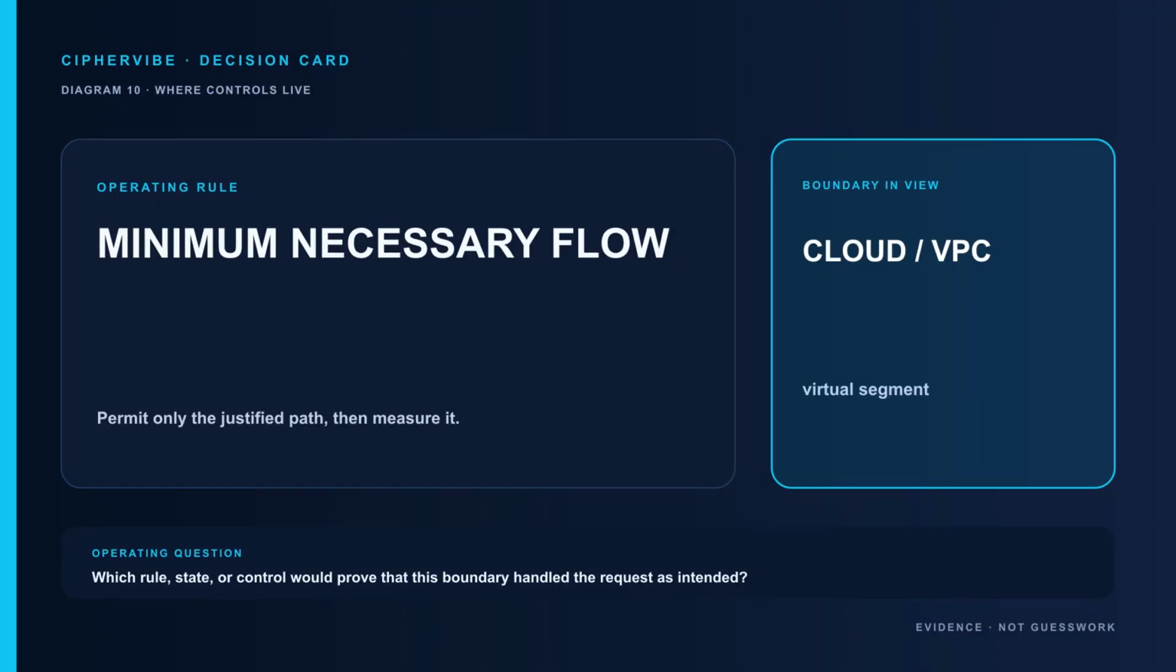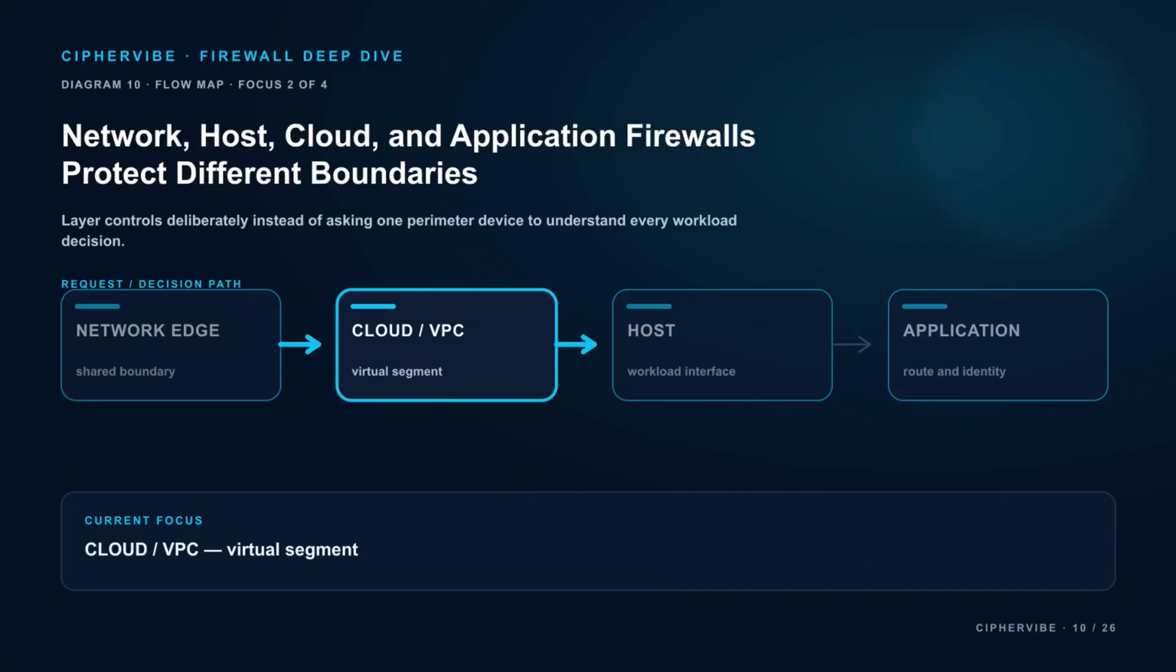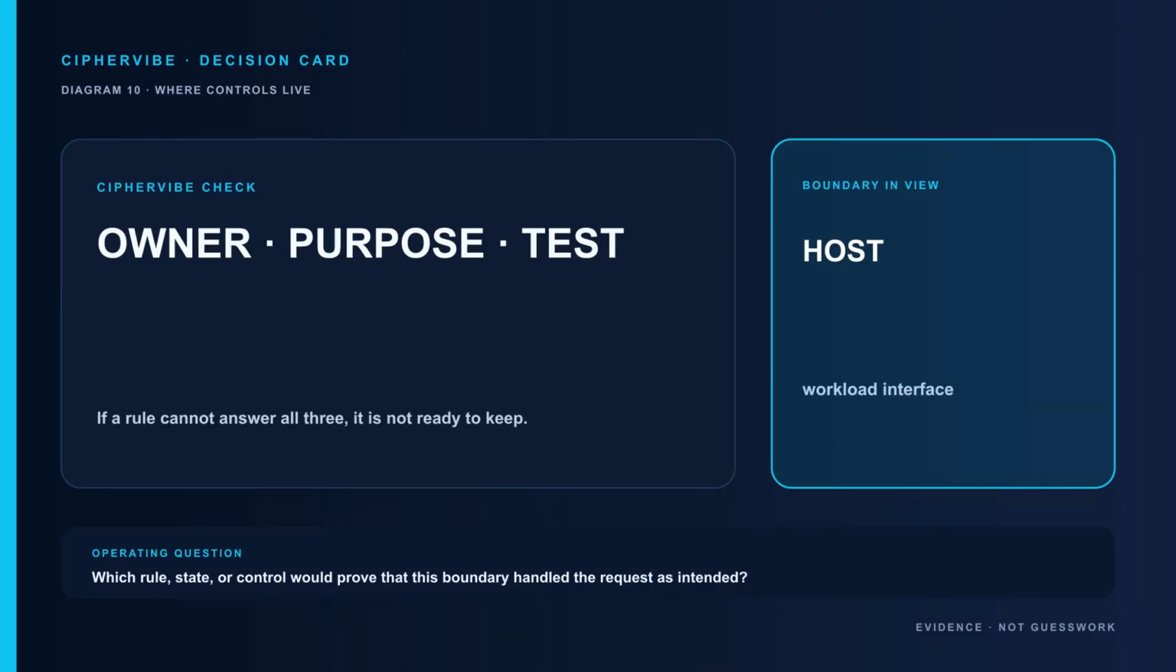For the North Star Commerce simulation in this video, our reference architecture maps each control to the decision it owns. Shared ingress, workload interface, service-to-service access, application authorization, and data store access are documented separately. The practical takeaway is to make the permitted path explicit and make every exception explainable. That improves both security and recovery.